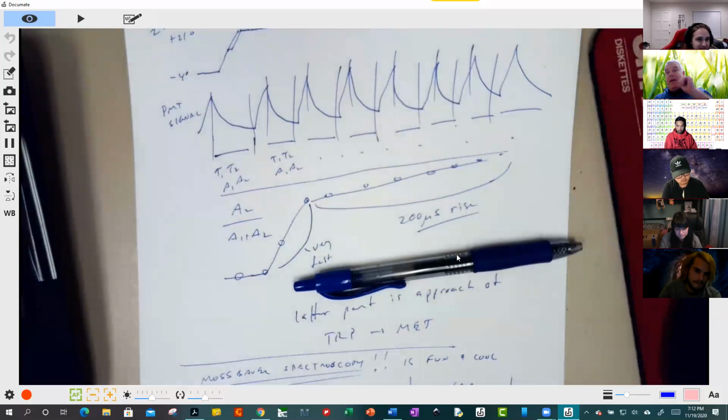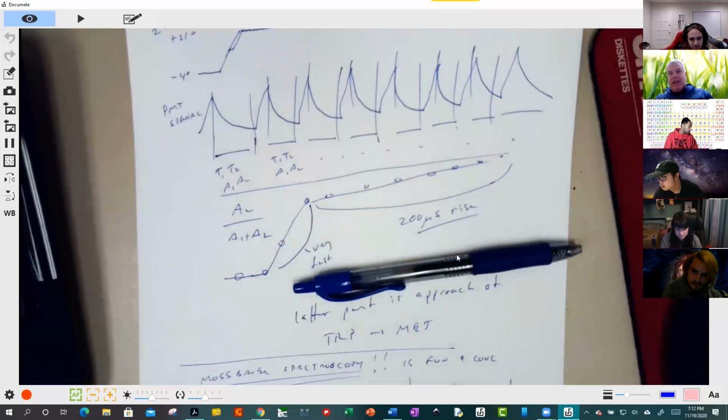Oh, you know what else we can talk about? We can talk about XAFS. So we'll talk about Mossbauer and XAFS, and that'll wind up this semester. But Mossbauer is just really weird. It's a resonant emission absorption process for gamma rays which come from the nucleus.